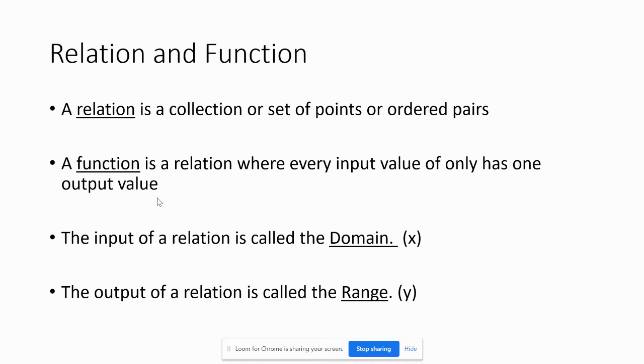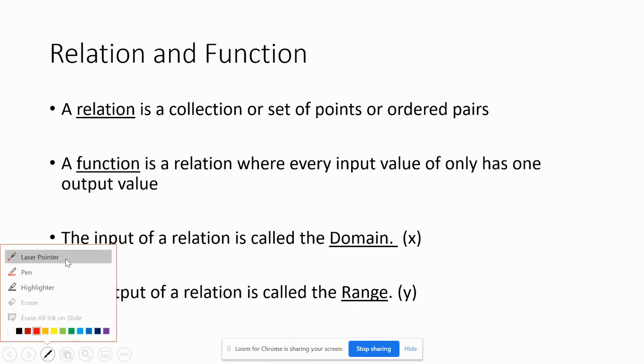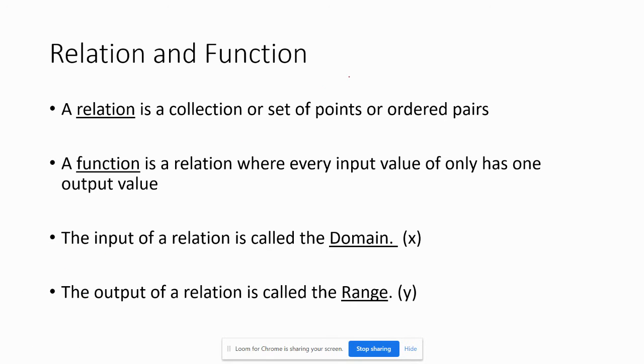A function is a special type of relation. A relation is a collection of points or ordered pairs. A function is a relation where every input value only has one output value. We call the input the domain and the output the range. Domain is usually the x values and the range is usually the y values.